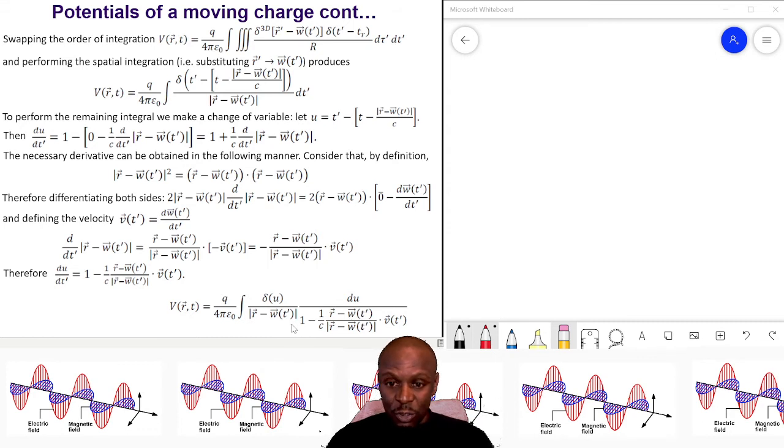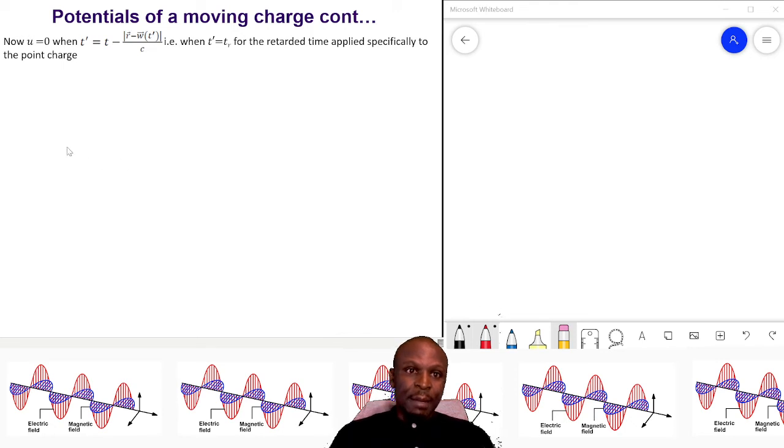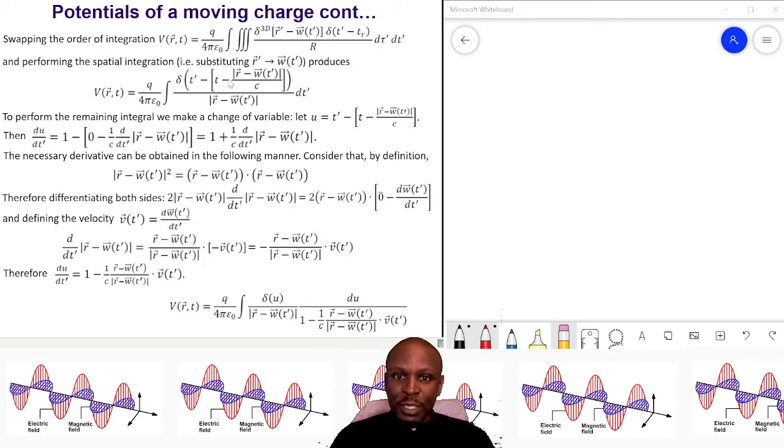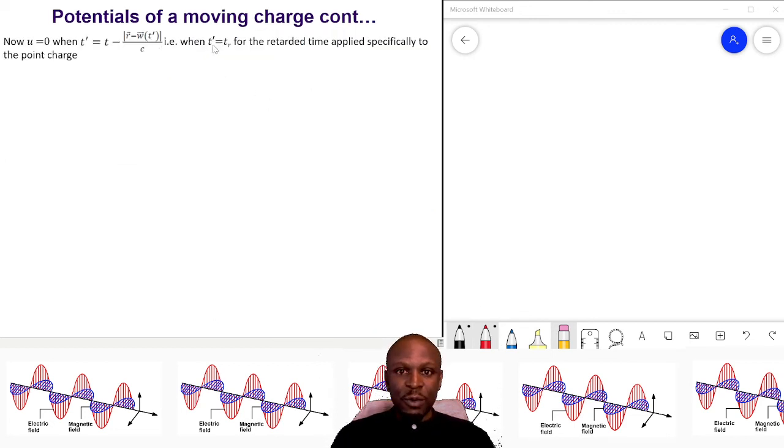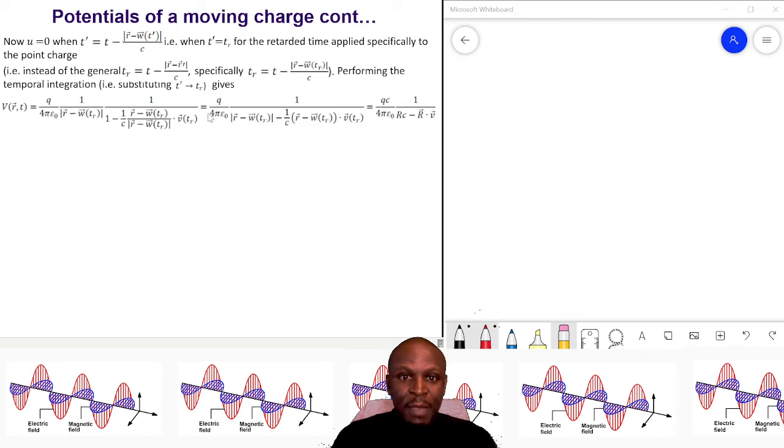Now what I also want to show you is that this term will multiply by 1, and when this term multiplies the second term here, it will cancel this, and the only term left is this one. This is what I'm going to show you in the next slide. But before I do that, if u is equal to 0, it means that this t prime is just equal to the retarded time. So this is what you are going to have.